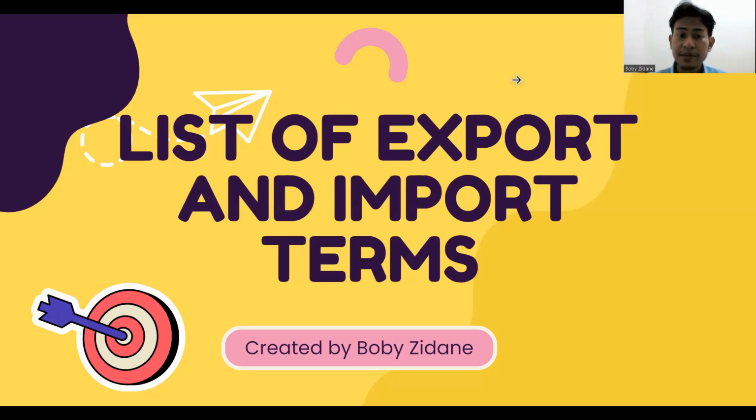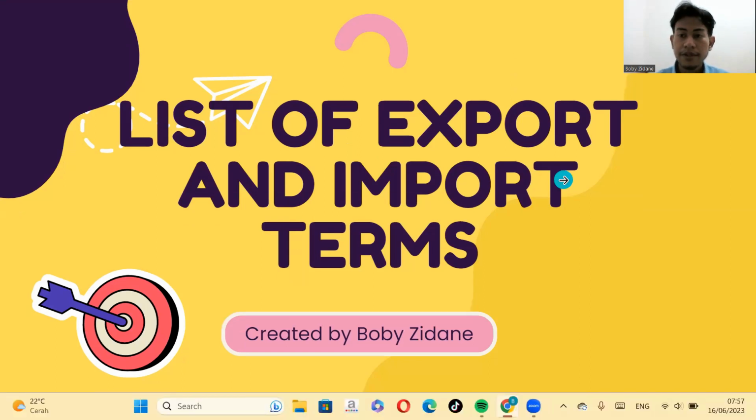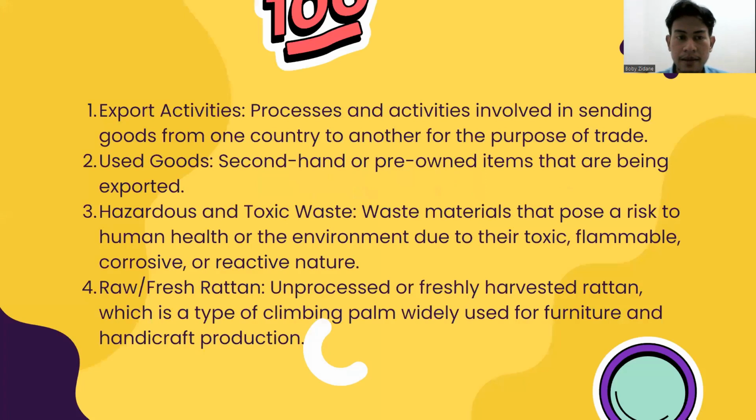Today I would like to present a list of export and import terms from chapter 15, who is exporting and importing goods. The first is export terms. The first is export activities. Export activities in full is sending goods from one country to another for the purpose of trade. And the second, used goods. It is second-hand or pre-owned items that are being exported.